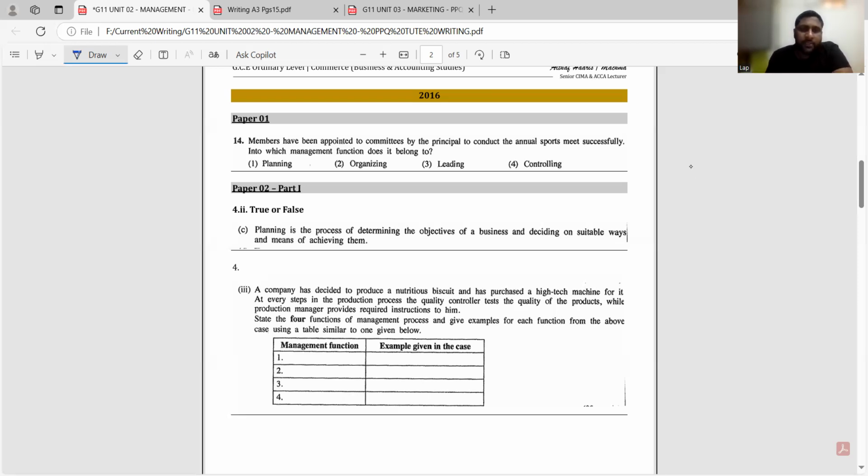Okay, so let's do. Members have been appointed to committees by the principal to conduct the annual sports meet. So what is he doing there? He is allocating the people into different tasks. He is splitting the people. Simply, he is nicely allocating the resources. Allocating the resources is a part of organizing.